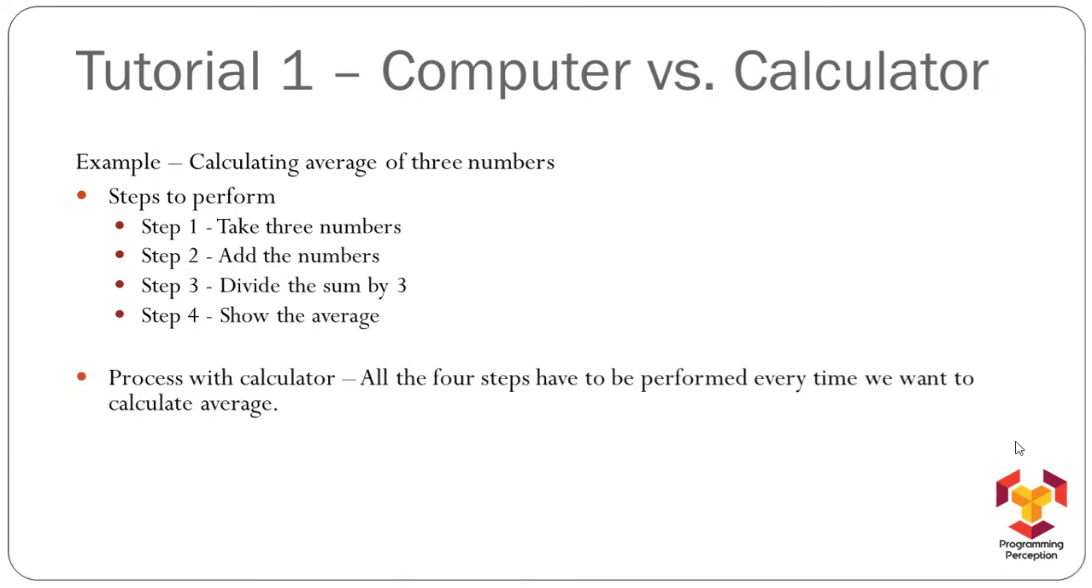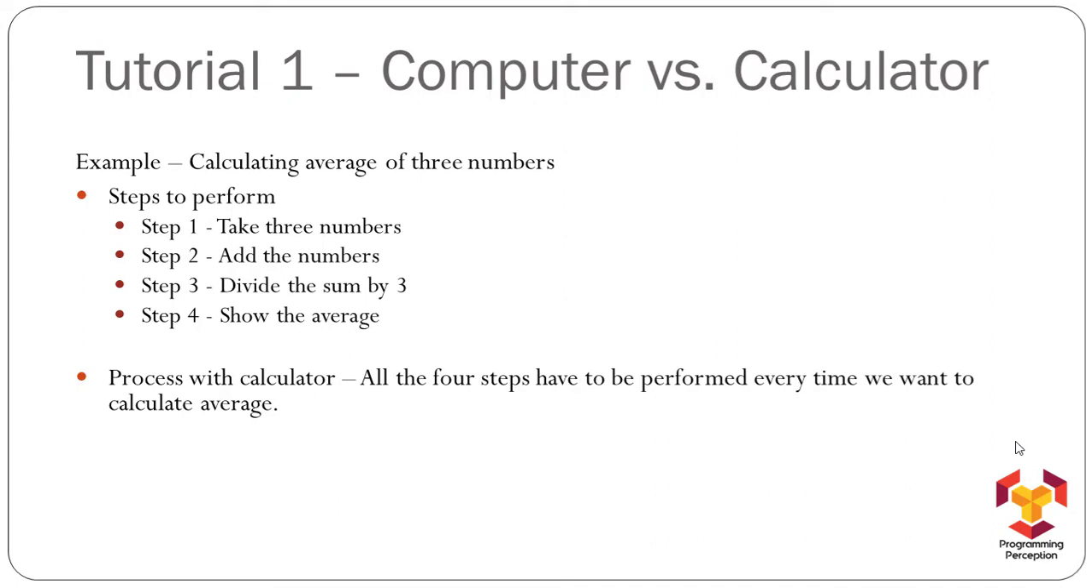Now let's see if we are processing the same task with help of a calculator. Now if we are doing with help of a calculator, all the 4 steps have to be performed every time we want to calculate the average. So if we want to calculate average of 15 different students having 3 numbers each, then definitely we have to perform these 4 steps for at least 15 times.